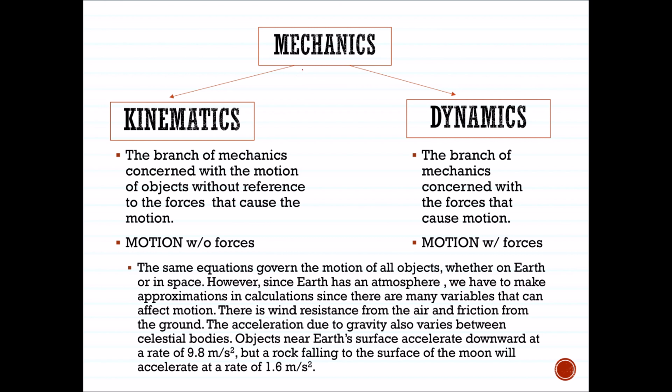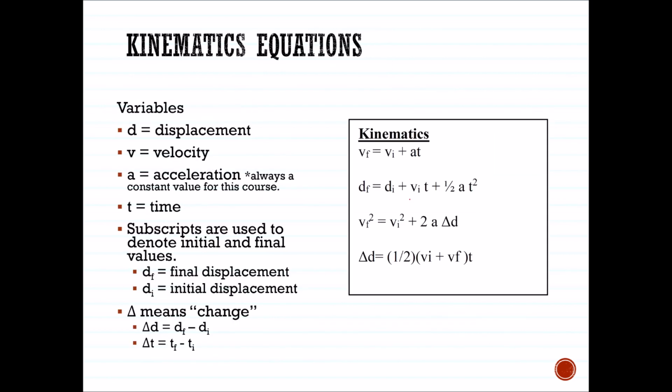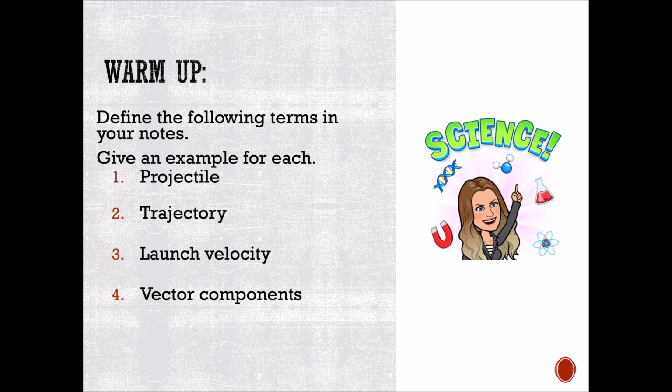Let's review. Mechanics has 2 parts: kinematics, which is the study of motion without forces, and dynamics, which is the study of motion with the forces involved. We're going to use the same kinematics equations that we used in one-dimensional kinematics for two-dimensional kinematics. Because again, the vertical motion and the horizontal motion of a projectile are independent of one another. In your notes, define projectile, trajectory, launch velocity, and vector components.